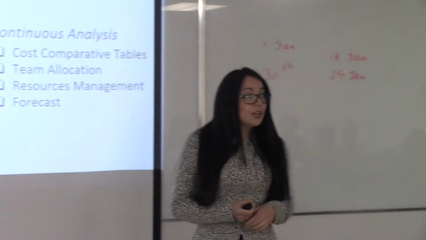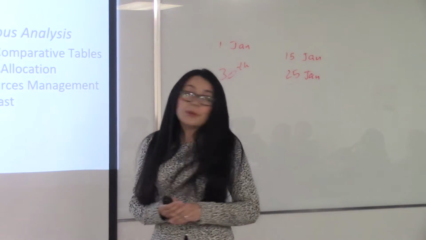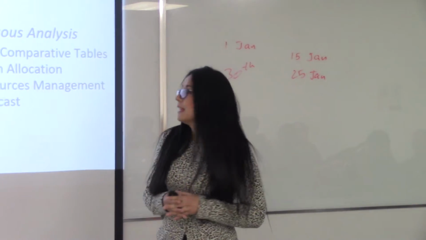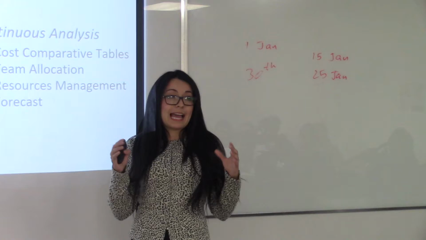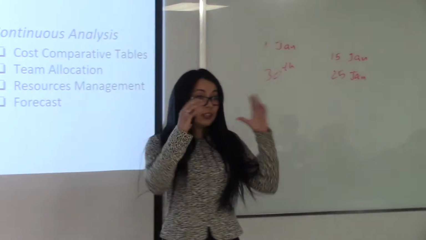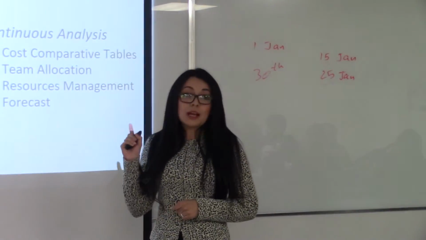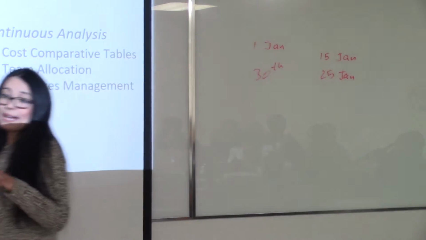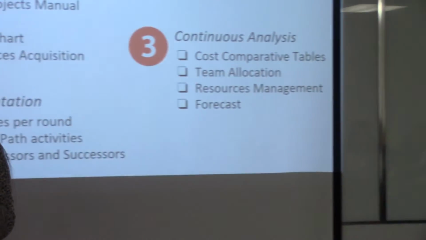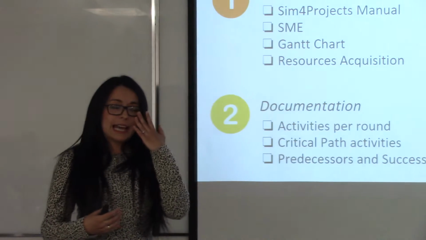Gantt chart. We checked the Gantt chart since the beginning, since round number 1, because if you realize, on the Sim for Projects website, the activities were organized alphabetically, so we needed a chronological vision from the Gantt chart. And finally, resource acquisition. We planned acquisitions of all the resources since round number 1. So of course, this acquisition changed over time.